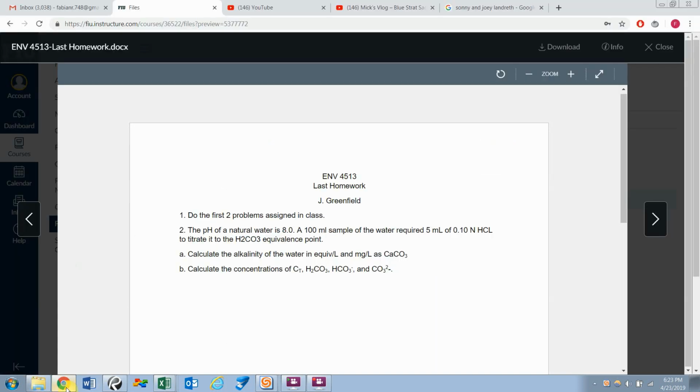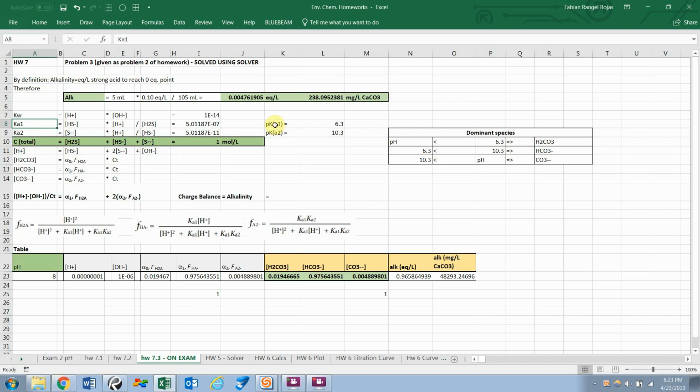that value is not given, but you can find it in the book. You can also find it online. This is a very common problem, the speciation of H2CO3, the carbonate system. So it's very common. You can find that pKa1 is equal to 6.3, pKa2 is equal to 10.3.